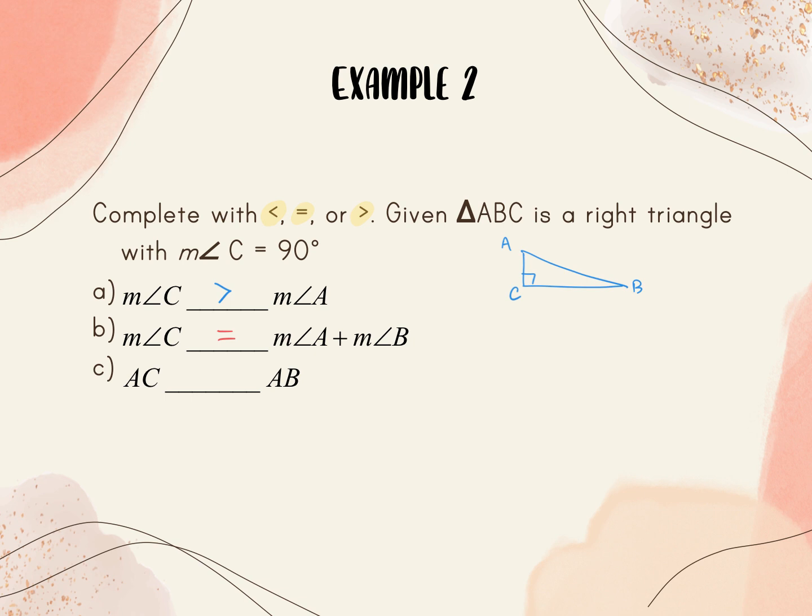Now, the third one talks about sides, and it talks about how does the length of AC compare with the length of AB. Well, AB, notice, is opposite the 90 degrees. It's the hypotenuse. And you've always heard that the hypotenuse is the longest side. Now you know why. The largest angle in a right triangle is the right angle. And so if angle C is the largest angle, the side opposite it, AB, has to be the longest side. So AC is going to be less than AB.